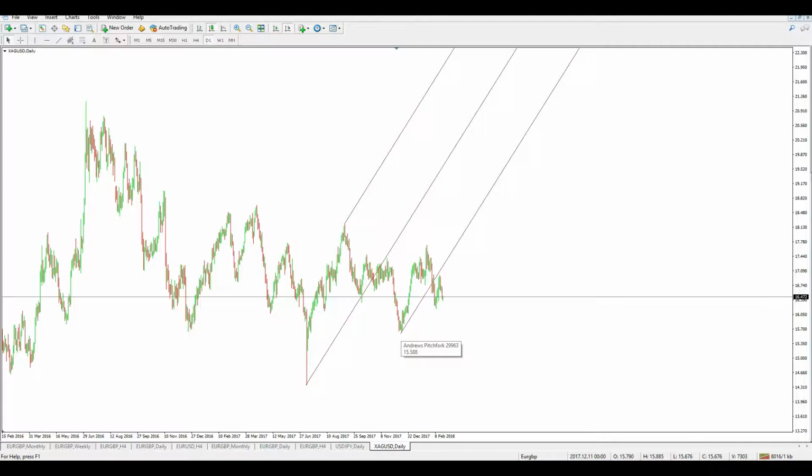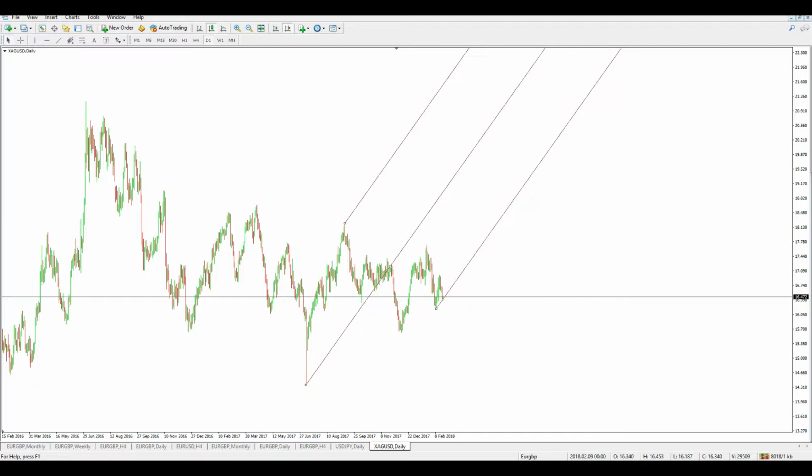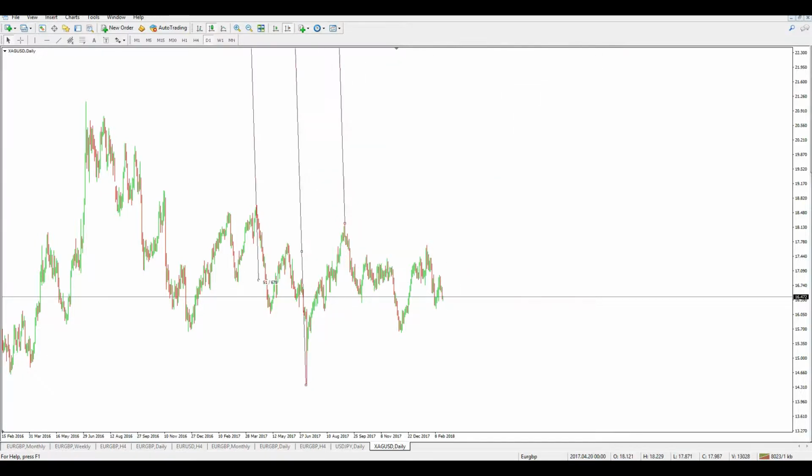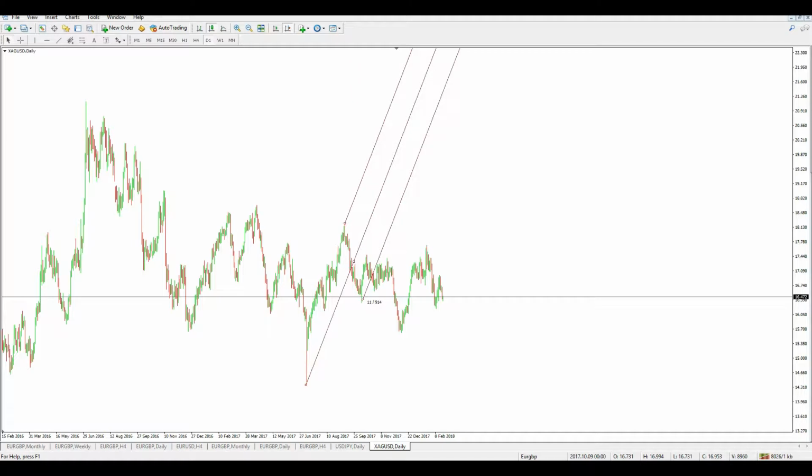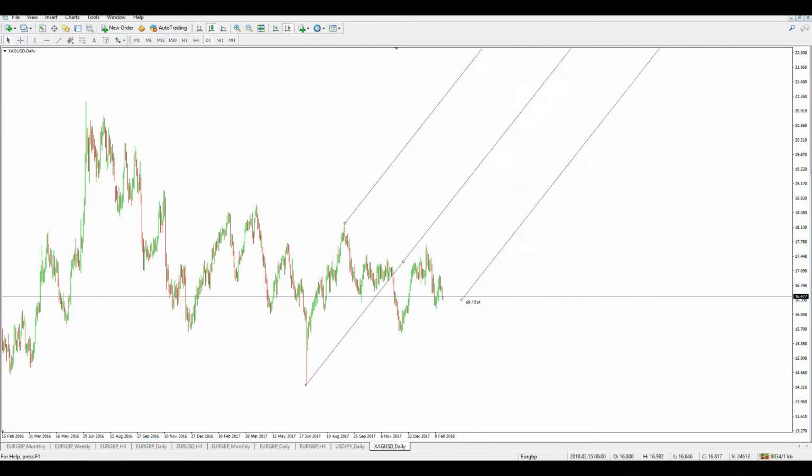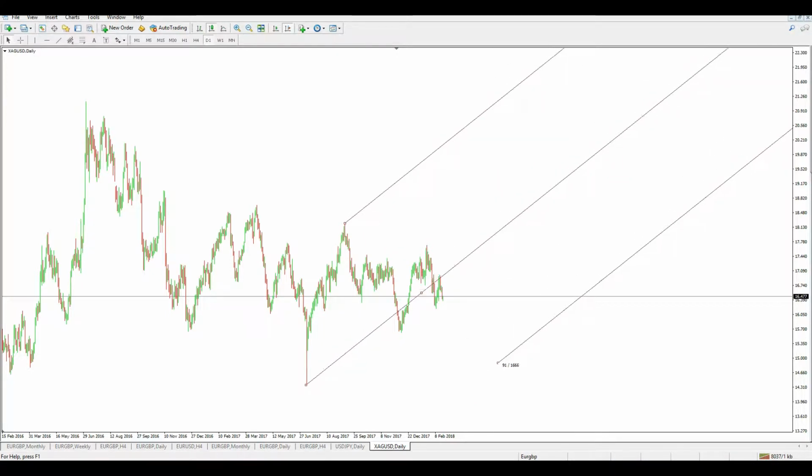But this is the simple interpretation, because if you put the third point here, as you can see, the pitchfork changes the angle. Or if you put it in here, of course you cannot go back in time, but what I'm trying to say is that if you put it in here, it changes the angle as well. So the third point, the third pivot, is very important, and it gives the overall direction for future prices.